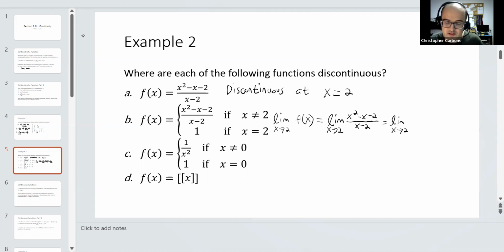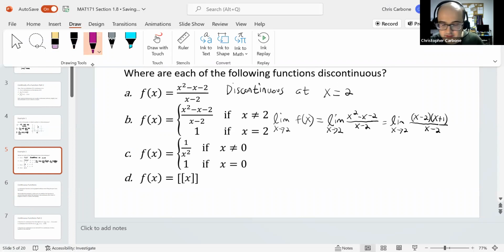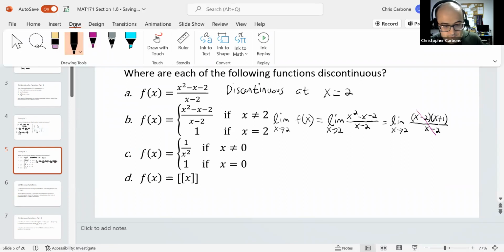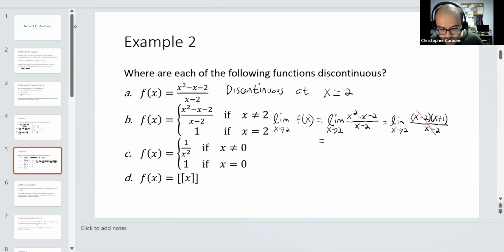So the limit as x approaches 2 of, factoring this lovely polynomial in the numerator, we get x minus 2 times x plus 1 divided by x minus 2. And we can see from that, as I change colors here, these x minus 2's, we can cancel them out. So this would just give us, and let me write that down here, the limit as x approaches 2 of x plus 1 now. Just that.